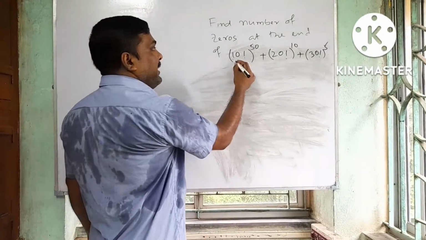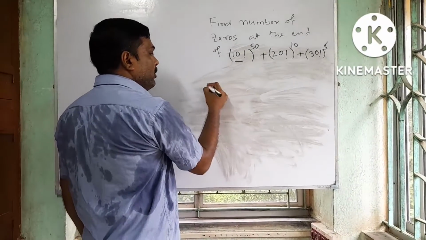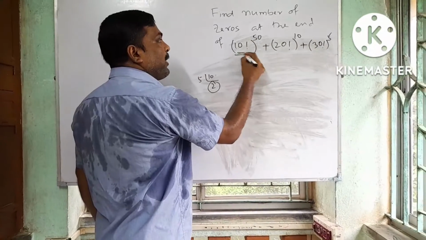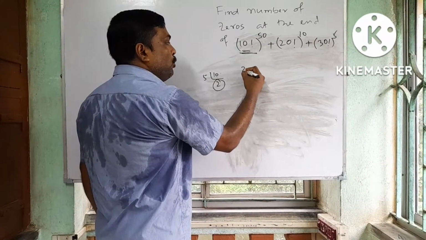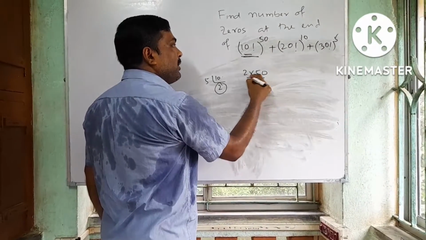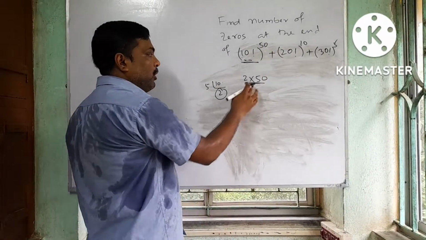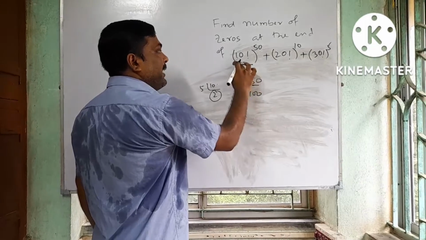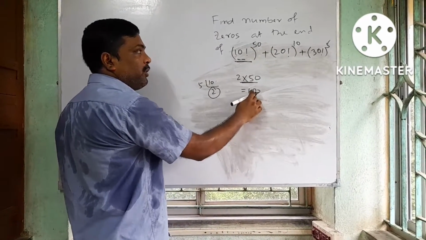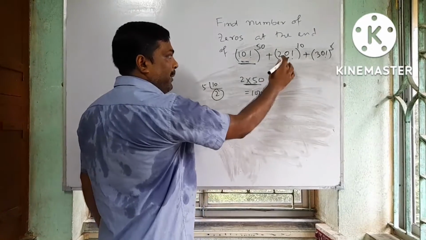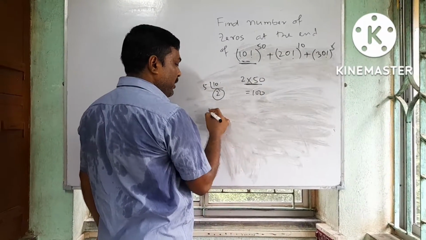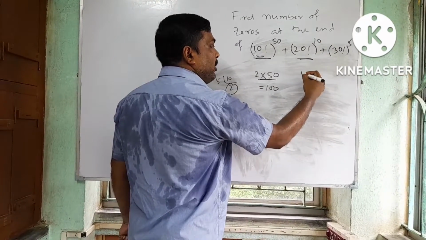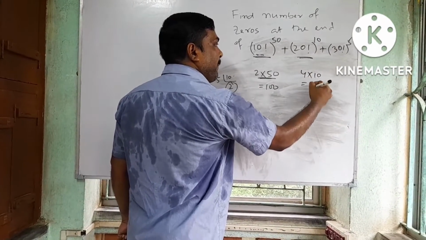Now in 10 factorial we have two zeros at the end. So in 10 factorial to the power 50 we have 2 into 50, that is 100 zeros. In 20 factorial we have 4 zeros. So in 20 factorial to the power 10 we have 40 zeros.